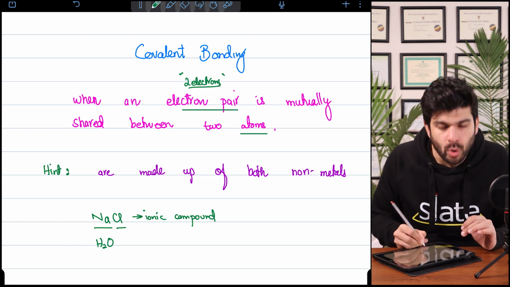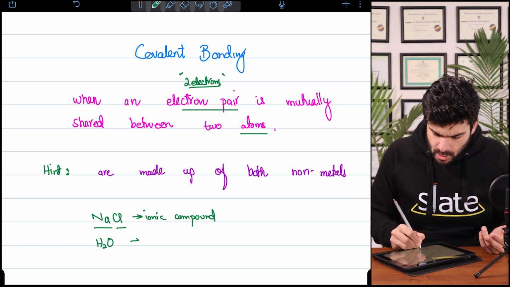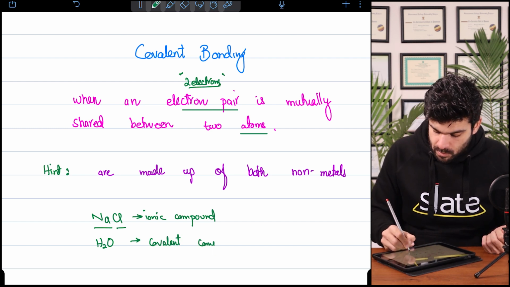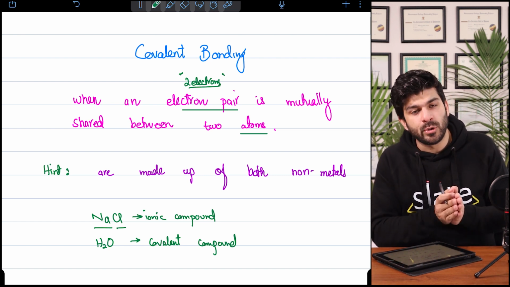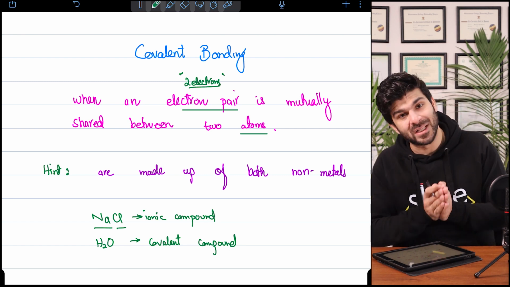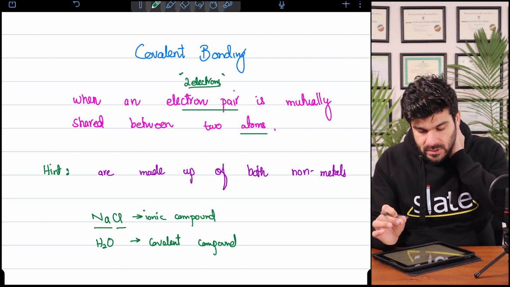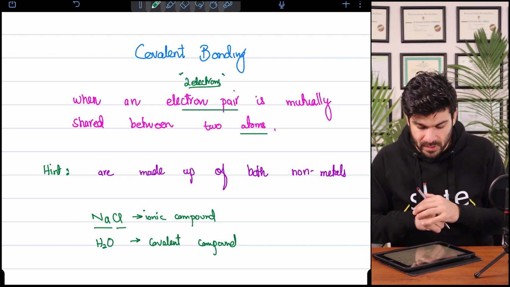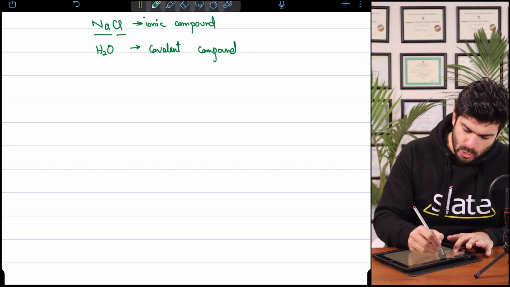Water, H2O. Hydrogen is a non-metal, oxygen is a non-metal. So that's a covalent compound. All you need to do is see what the composition is. You need to know which are metals and which are non-metals. So I repeat: atoms, electron pair or pairs, which we'll discuss in the examples, and both should be non-metals. Now let's look at the examples first.